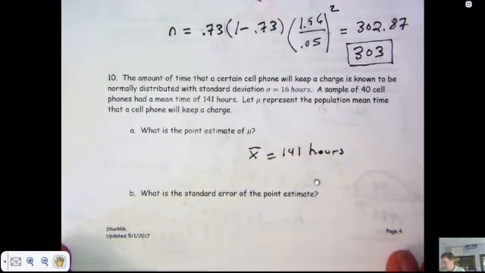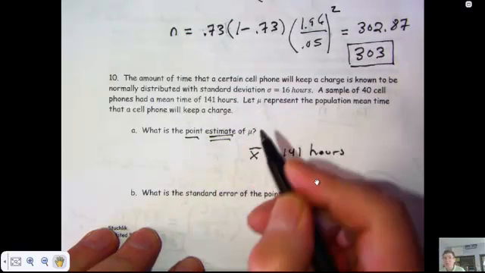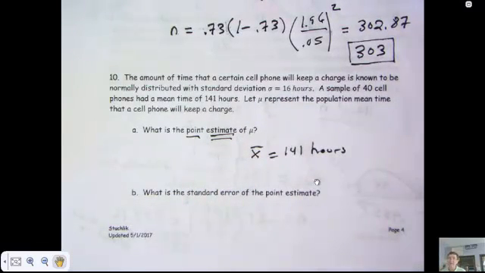Why do you set the x bar instead of mu? Because this is a point estimate. I do not know mu. All I know is the sample. Remember, that's the theme of this whole chapter. I never know the population anything. So you're just using the sample. So all I'm saying is sample mean.